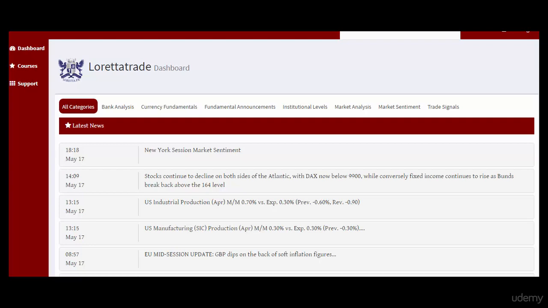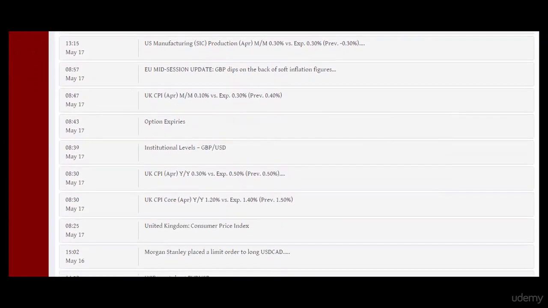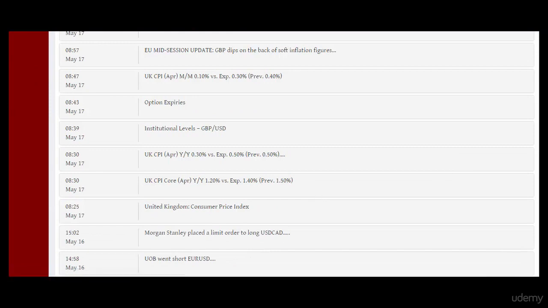Okay, so the first step is to get an understanding of what is happening in the market. So the first thing you will do is go on this page and read through some of this stuff to get an understanding of what is happening on the market.